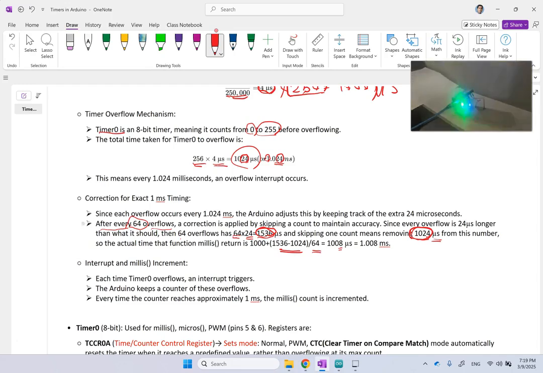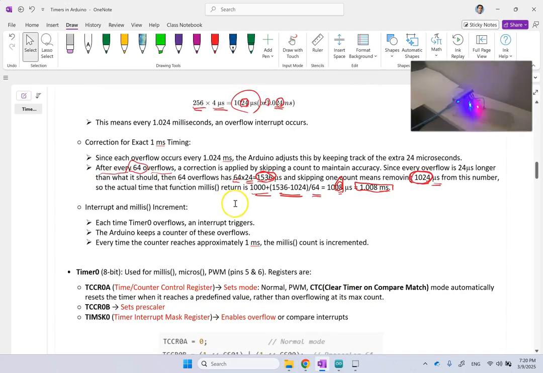So you see the actual time that it now gives you is about 1.008 milliseconds. Okay, so it's quite a bit better. Compared to 1.024, now it's 1.008. You reduced it by a factor of 3. And that gave you a better timing. So the timing that the function millis will give you is not perfectly 1000 microseconds. It's a little bit extra. And it's the closest that it can be to it.